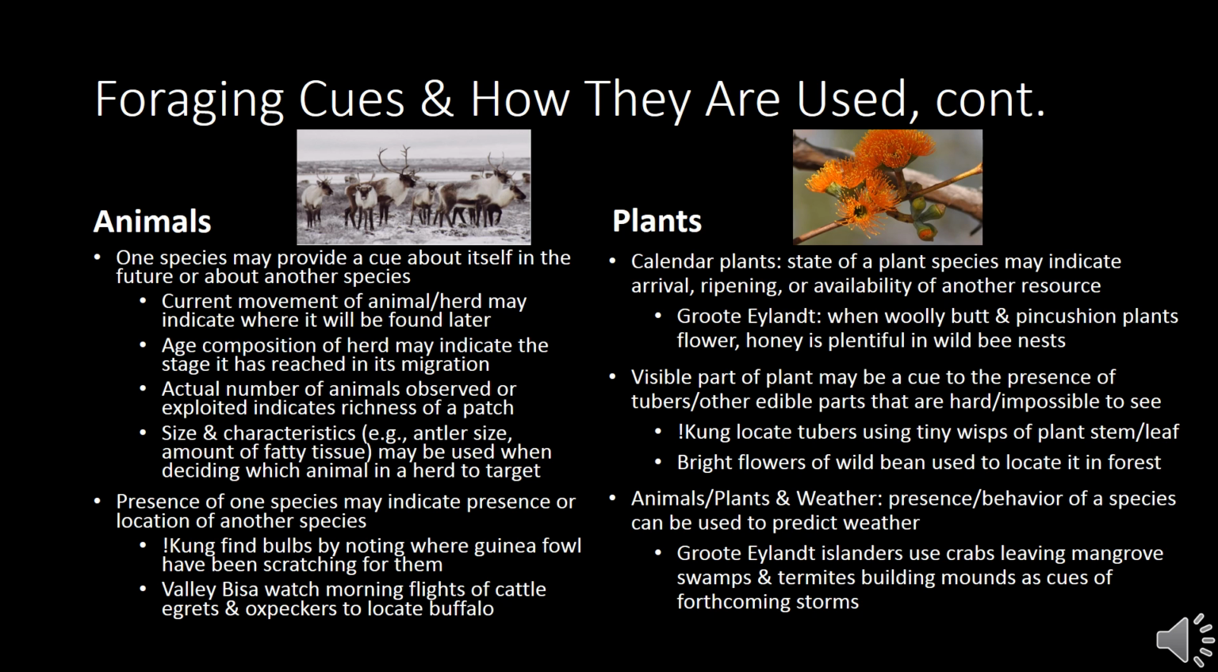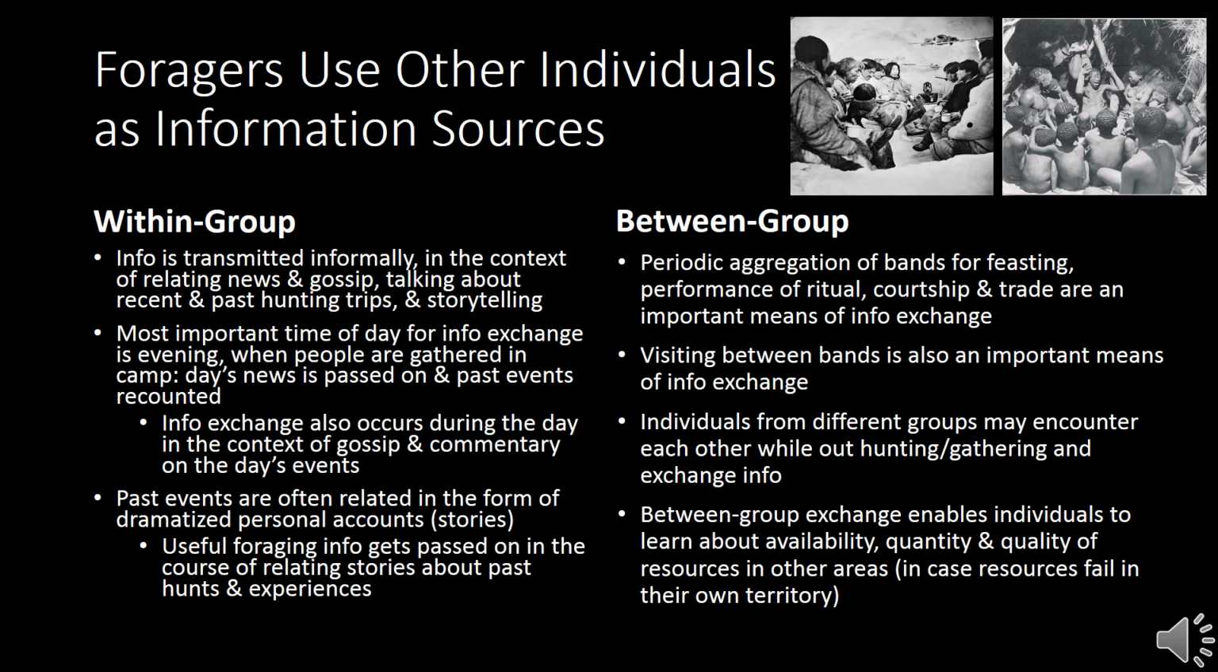The presence or behavior of a species may also provide cues about future weather conditions. For example, the Groot Island islanders use crabs leaving mangrove swamps and termites building mounds as indicators of forthcoming storms. Another important source of information about resources is other humans.